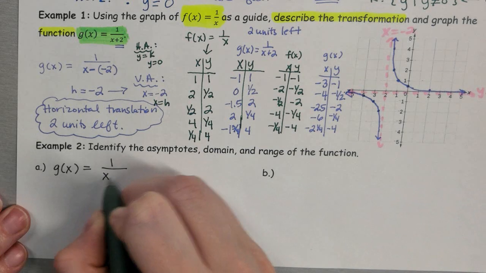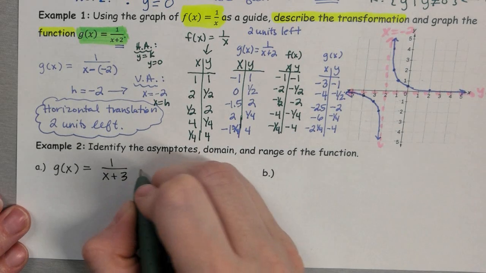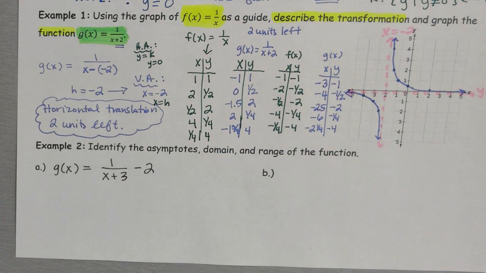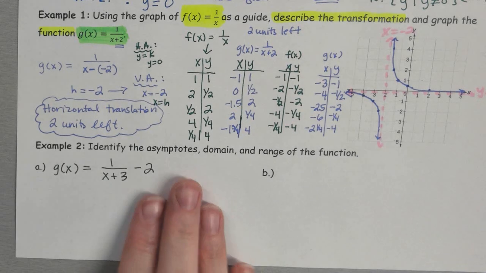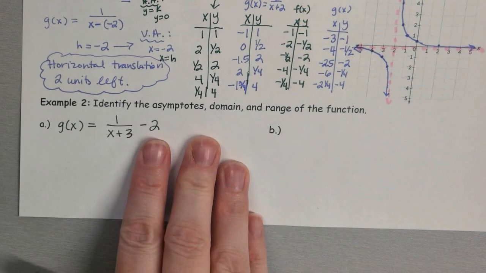Alright, for the next example, we're going to take a break from the graphing. We're just going to focus on identifying asymptotes, domain, and the range of a function, which are all very closely related.